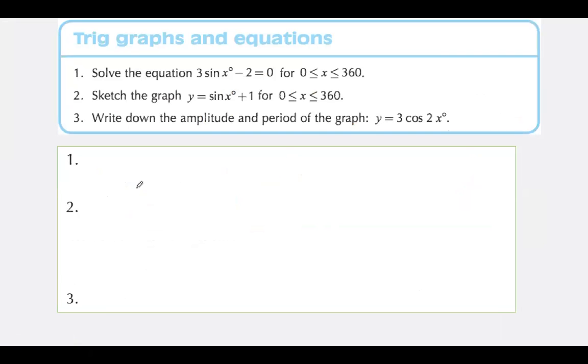Now we're just going to finish with what we've been doing for the past week. Solve the equation 3 sine x minus 2 equals 0. And you've been told to give the answer between 0 and 360, which is good because that means if you use the CAST diagram, you only need to give the answer. Okay, so you would go CAST.